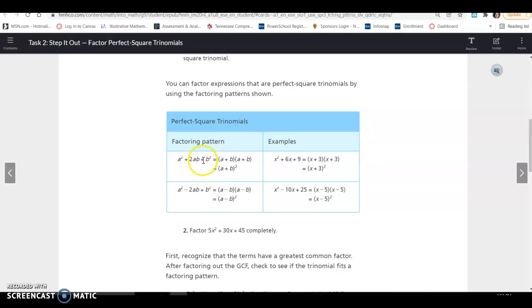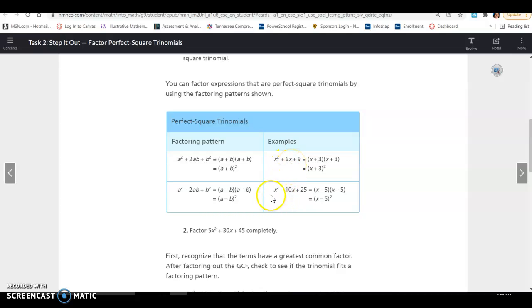So if the middle sign is positive, it's going to be (a + b) squared. If the middle sign is negative, it's going to be (a - b) squared. And you can see examples of these. So x squared is a perfect square. 9 is a perfect square. So you've got (x + 3) times (x + 3), which is (x + 3) squared. And if you look, the 6x comes from x times 3 plus 3x. So 3x and 3x is twice 3x, which is what the twice ab is here. So twice 3x is 6x.